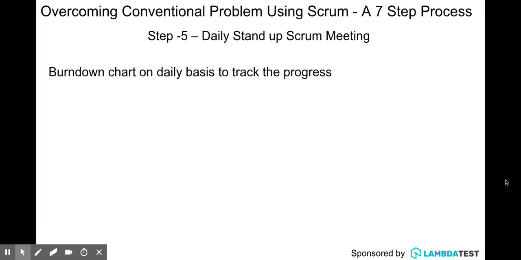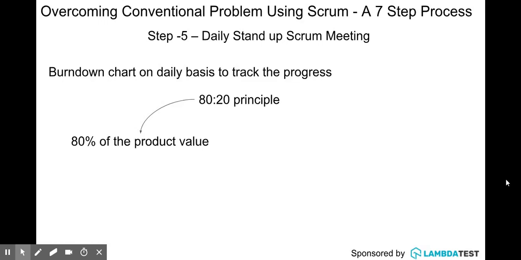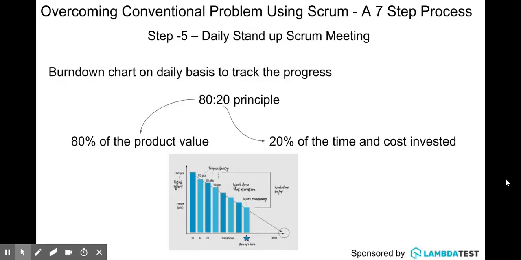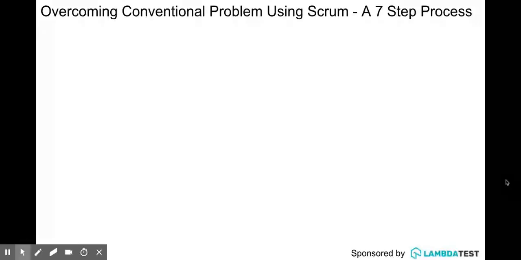So a manager needs to develop a burn down chart on a daily basis to track the progress on the product development front. This chart should follow an 80-20 principle, guys. So you get 80% of the product value from 20% of the time and cost invested. This graph here explains a burn down chart of a Scrum process. A burn down chart is very helpful in pinpointing an approximation of the product's ETA.